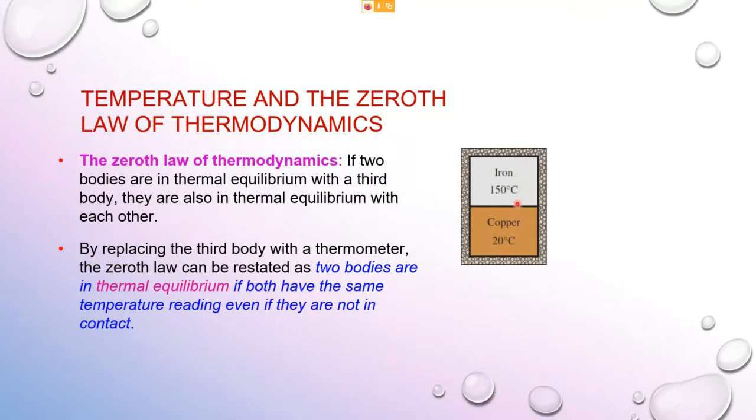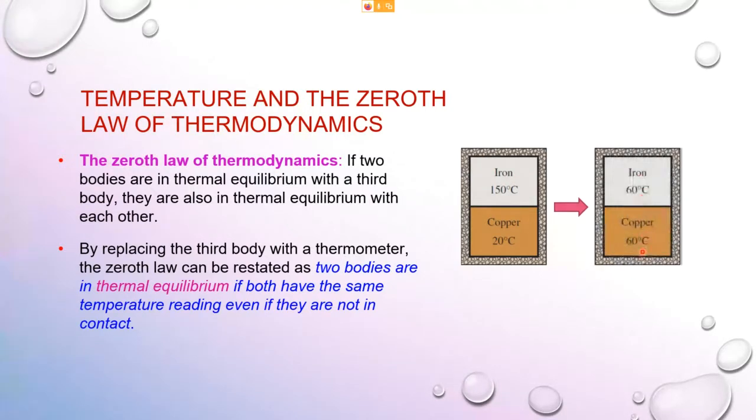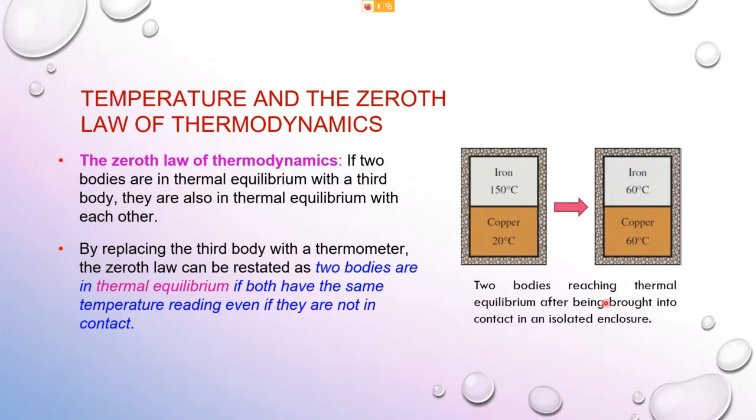This, for example, is iron and copper. So when they reach the same temperature between the iron and copper, they are said to be under thermal equilibrium, that obeys the zeroth law of thermodynamics. Two bodies reach thermal equilibrium after being brought into contact in an isolated or enclosed system. That is an isolated system.